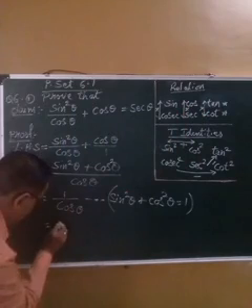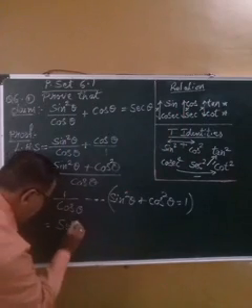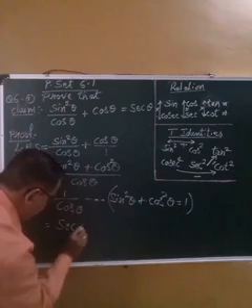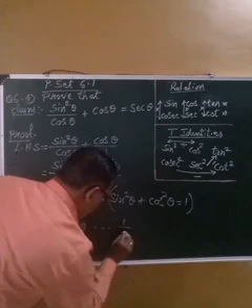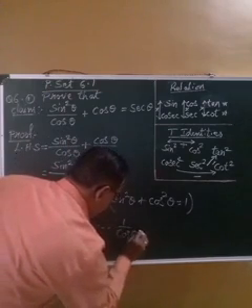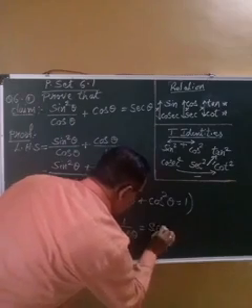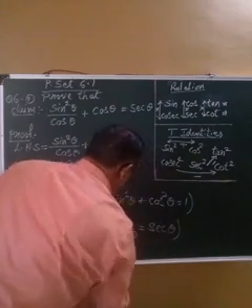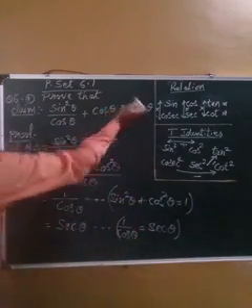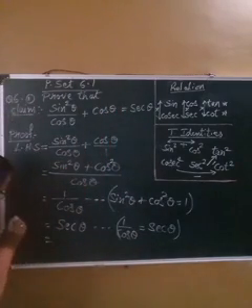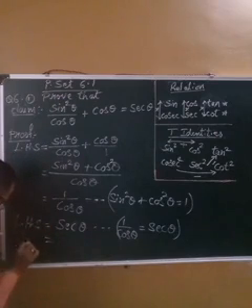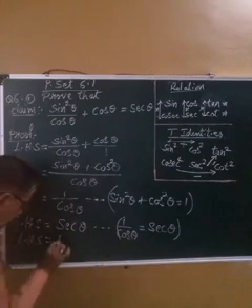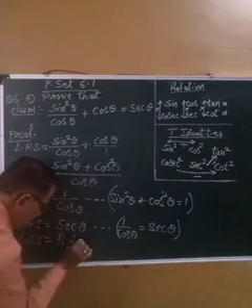So 1 upon cos theta we can write as sec theta, and the reason we have to write down is 1 upon cos theta is equal to sec theta, and sec theta is our right hand side. So therefore LHS will be equal to RHS. LHS is equal to RHS.